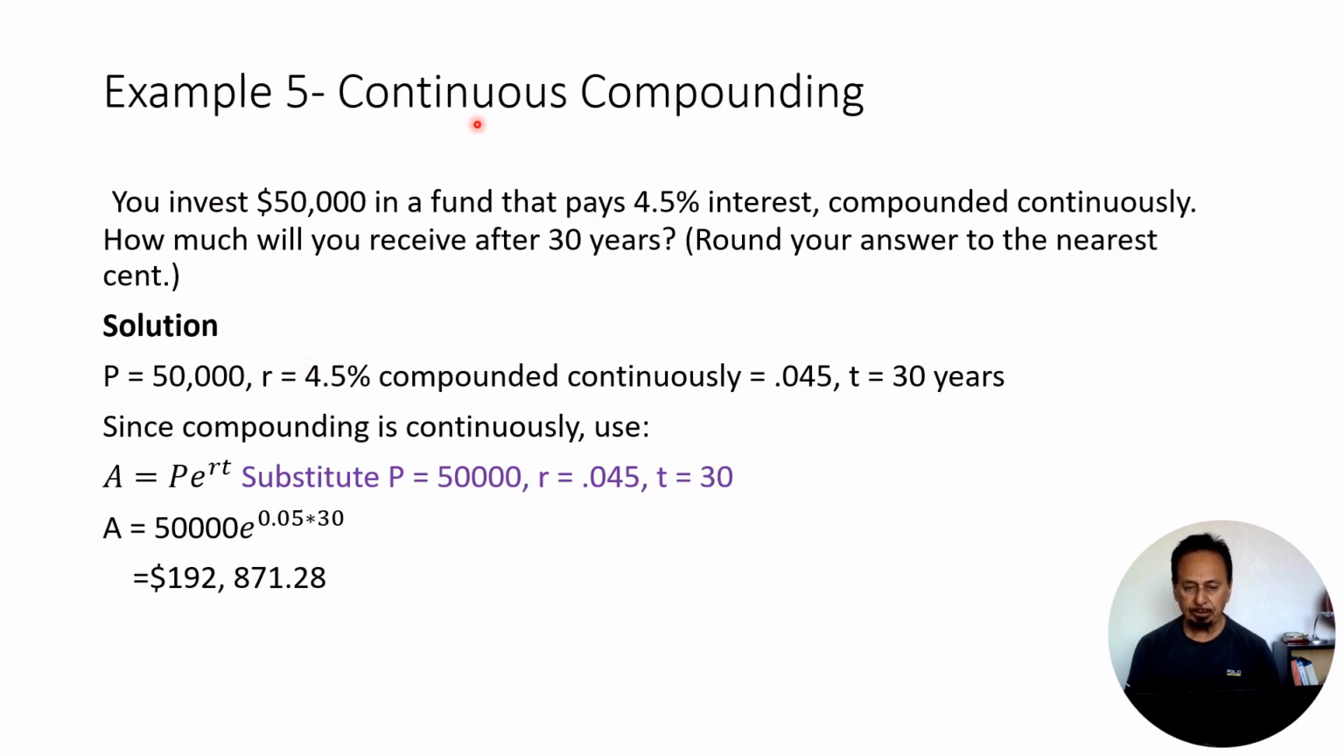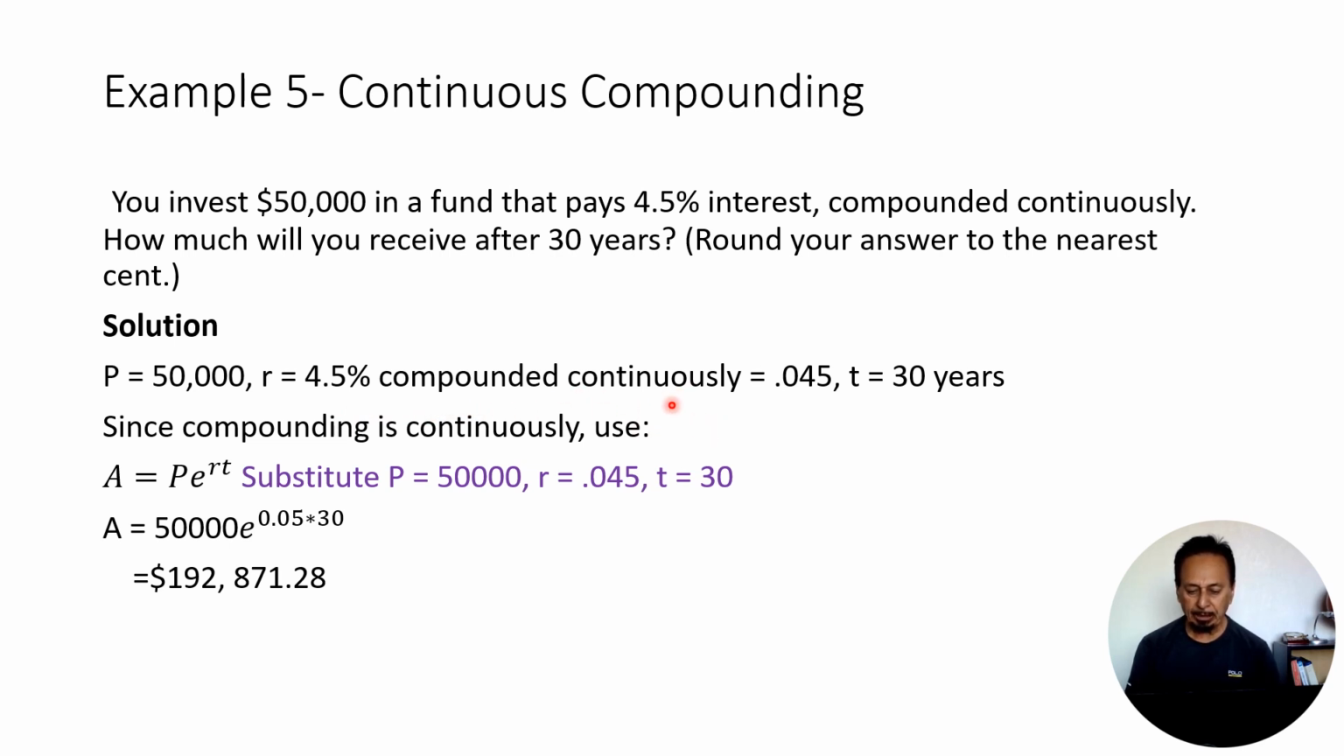Example 5, continuous compounding. You invest $50,000 in a fund that pays 4.5% interest, compounded continuously. How much will you receive after 30 years? So in this example, we are given $50,000, which we call P, because P stands for principal, and principal means the money invested. Since we are investing $50,000, P would be 50,000. Now, this is the interest rate, so R is 4.5%. It's compounded continuously. That's very important.